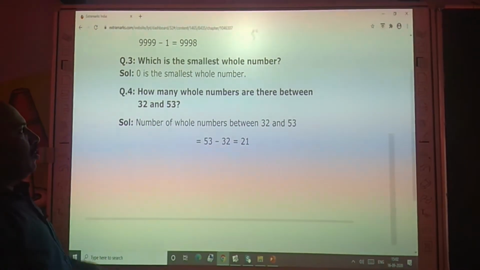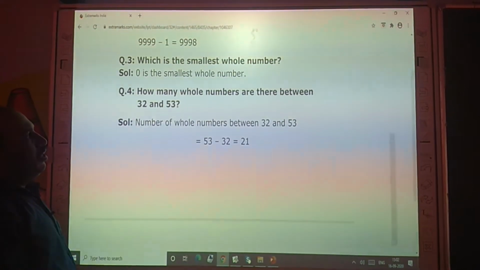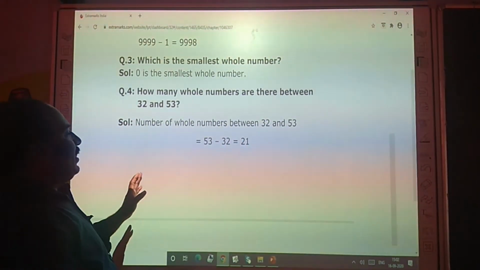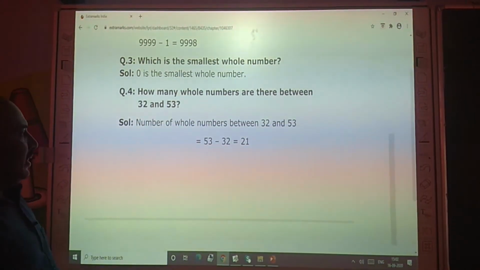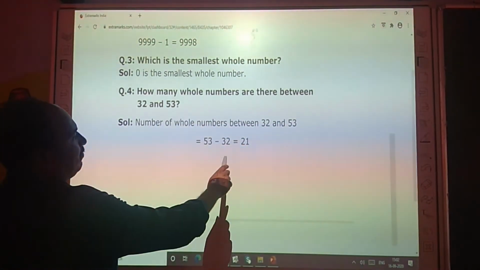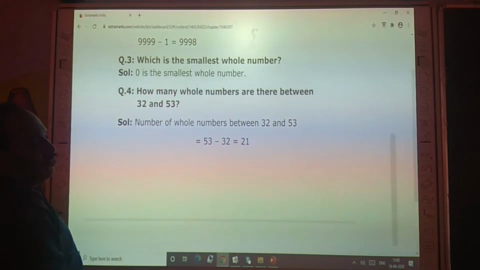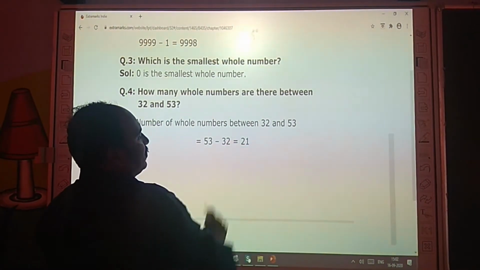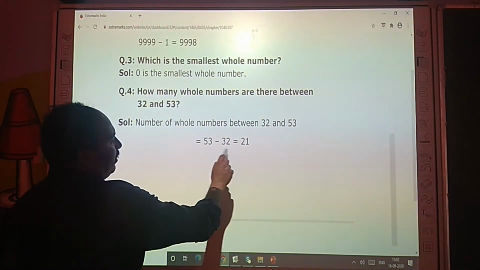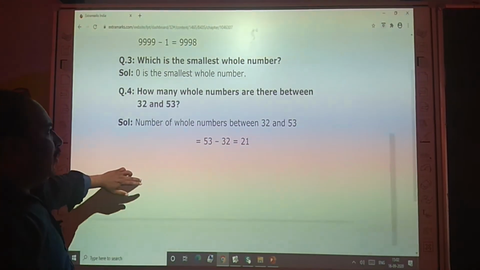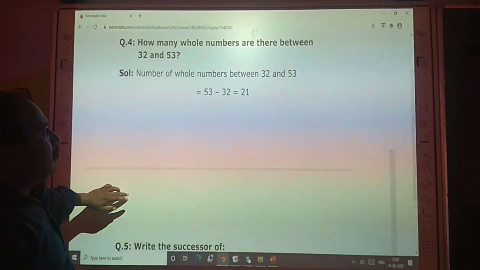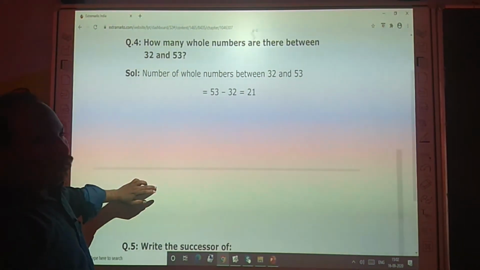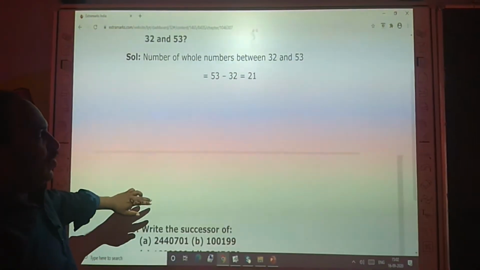Question number 4. How many whole numbers are there between 32 and 53? We subtract the first number from the last number: 53 minus 32 is equal to 21. Again minus 1 is equal to 20. So our answer is 20.